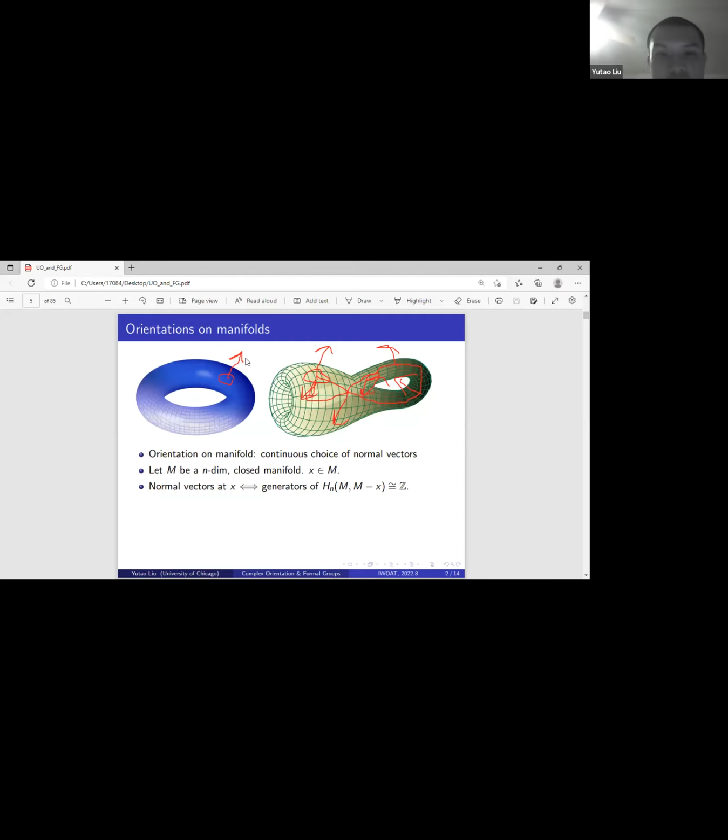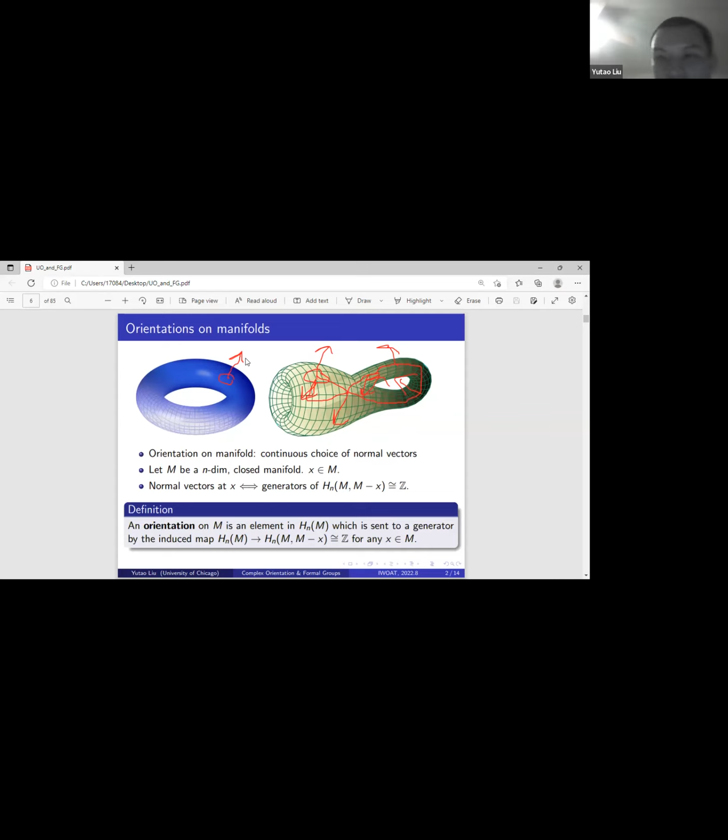So now, if you want to choose an orientation on the whole manifold, one natural idea is you only need to choose an element in the global homology, which is the homology of the whole manifold, such that its restriction on each local homology gives you the choice of the normal vector at that point. So here we have the first definition of the orientation on manifolds. If you begin with a dimension n manifold, basically it is an element in the degree n homology of M, which will be sent to a generator on all the local homology groups.